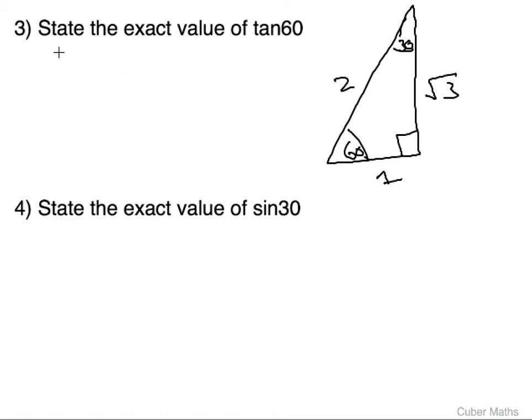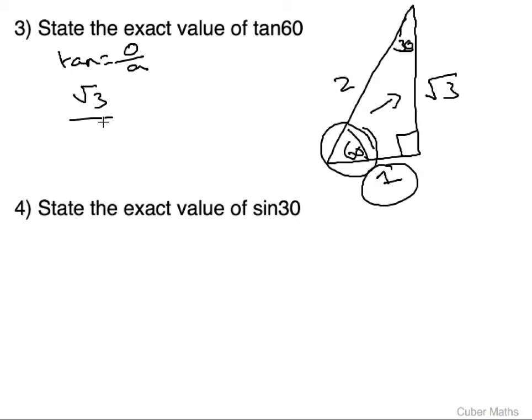And tan is the opposite over adjacent. And it says tan 60. So we're going to look to this angle here. Our opposite is root 3, and our adjacent is the one next to it, which is 1. And root 3 divided by 1 is just root 3, because anything divided by 1 is just that. So 2 divided by 1 would just be 2. So here, tan 60 is equal to root 3.